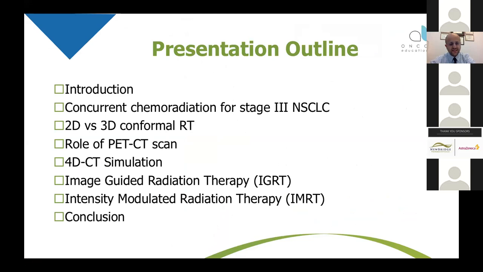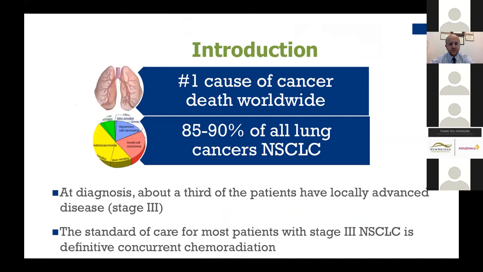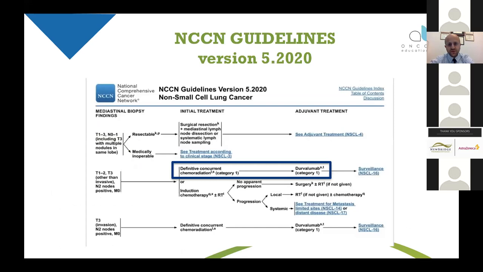So we know that non-small cell lung cancer is the number one cause of cancer death worldwide, and it is about 85 to 90% of all lung cancers. At diagnosis, about a third of patients have stage 3 disease, for which the standard of care is concurrent chemoradiation. This is the most recent NCCN guidelines, version 5, 2020, and we can see that for patients with stage 3 non-small cell lung cancer, the current standard of care is concurrent chemoradiotherapy followed by immunotherapy using durvalumab.